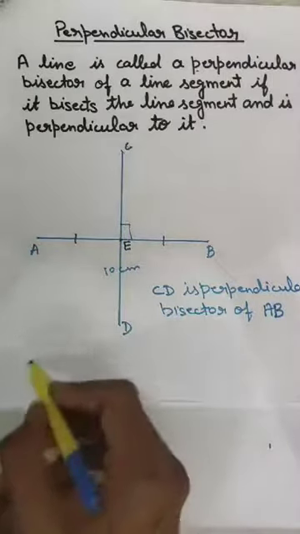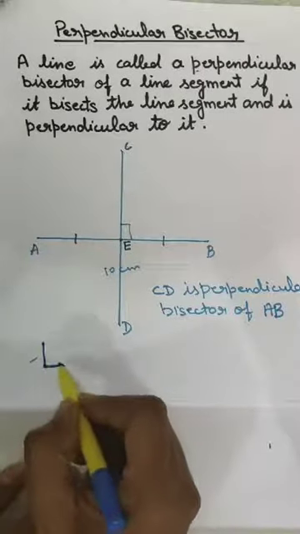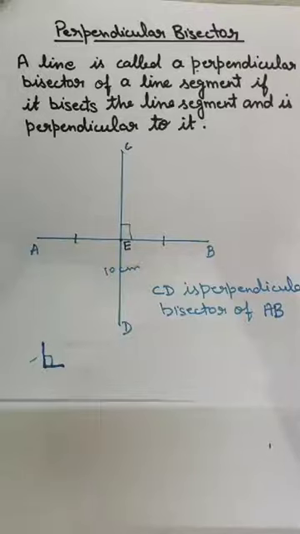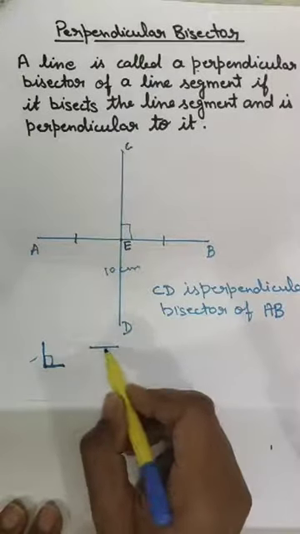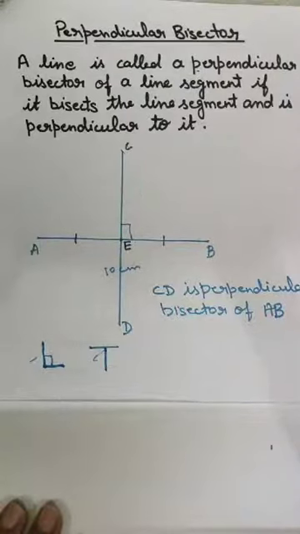See students, perpendiculars are like this also. I told you a letter L. This is also a perpendicular. But this is not a perpendicular bisector because it is not dividing into two equal parts. I have told you about letter T. This is letter T. This is a perpendicular, but this is not a perpendicular bisector.